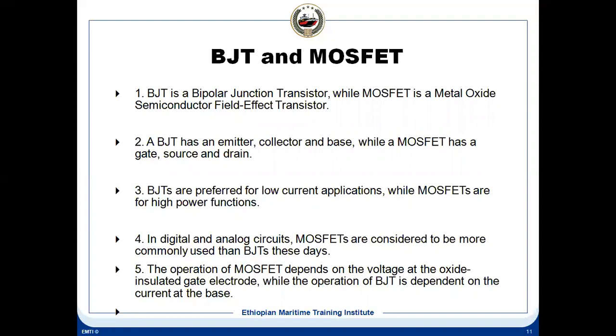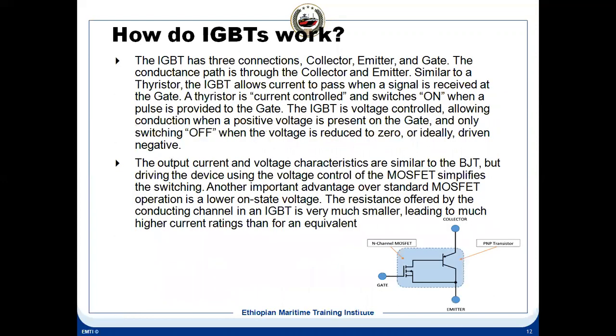What is IGBT, how it is constructed, where we use it, how it looks. We'll see in more detail how it works. IGBT has three terminals, basically collector, emitter and gate. The conductance path is from collector to emitter. You see, look at this diagram. The conductance path means the current flowing path is from here to here. The current flowing from here to here can be controlled with the gate signal.